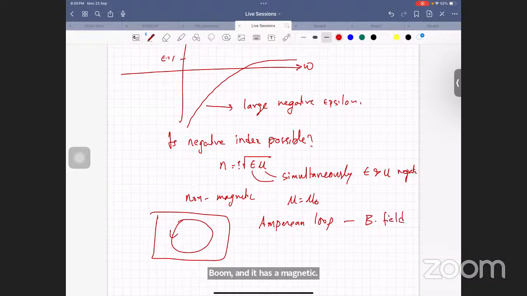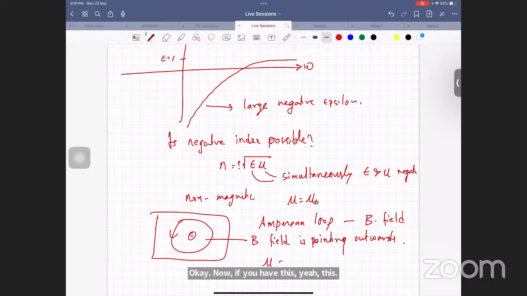What's the direction of the magnetic field now? Whenever there is a current loop, by the right hand thumb rule, the B field is pointing outwards. Now, this suffices, but the problem is that here mu is not equal to mu naught, but it is very, very weak, what we call diamagnetic. It's not really strongly magnetic.